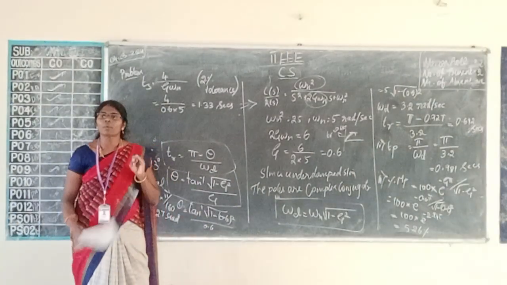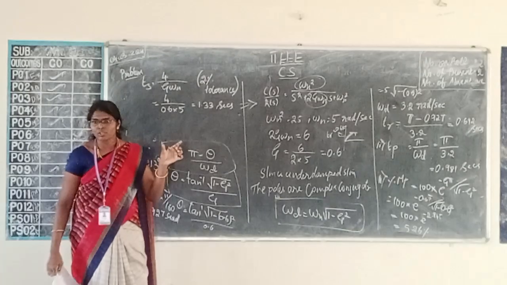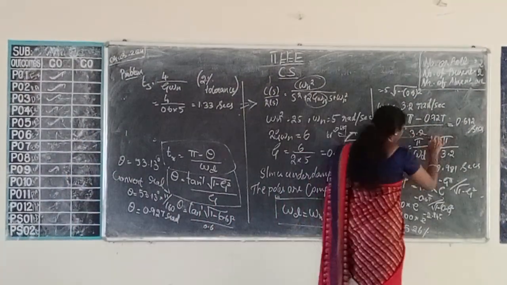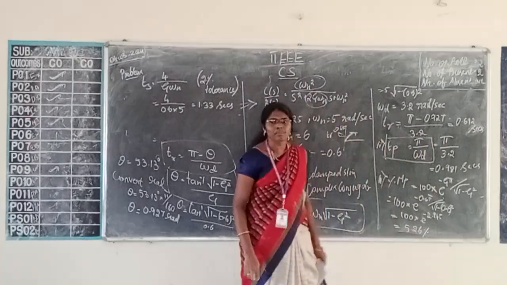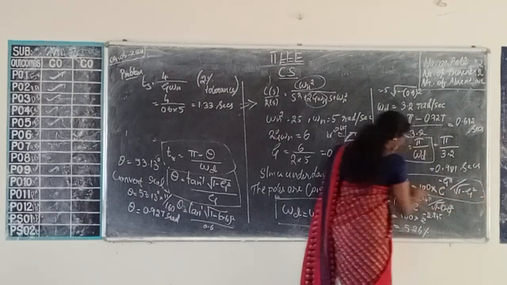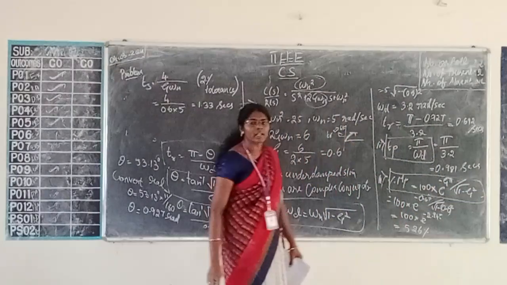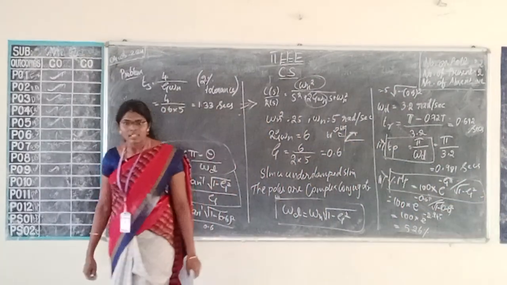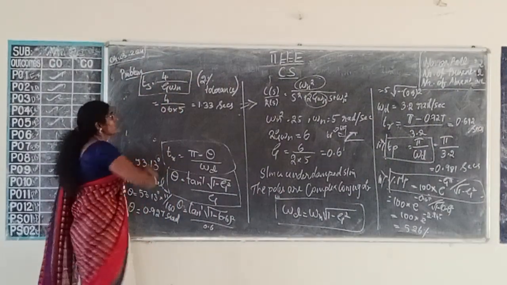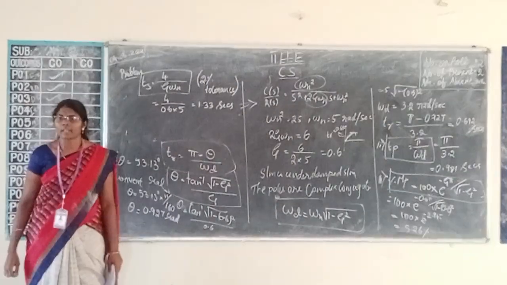We get the values of omega n and zeta from the general equation of the second order system. After that, we know the peak time, that is pi divided by omega d, and the maximum overshoot, which is e to the power minus zeta pi divided by root of 1 minus zeta square. At last, the settling time, that is 4 divided by zeta omega n.